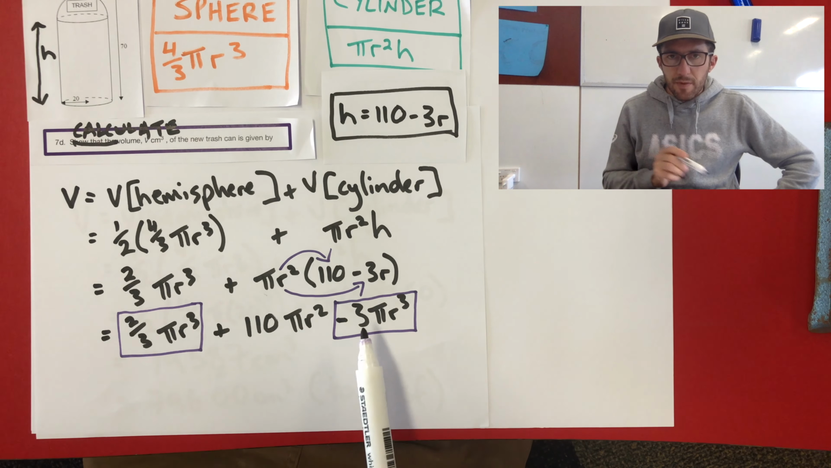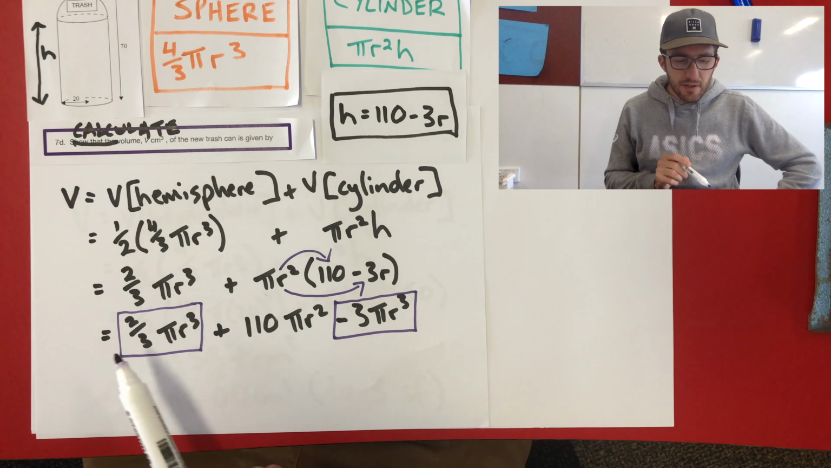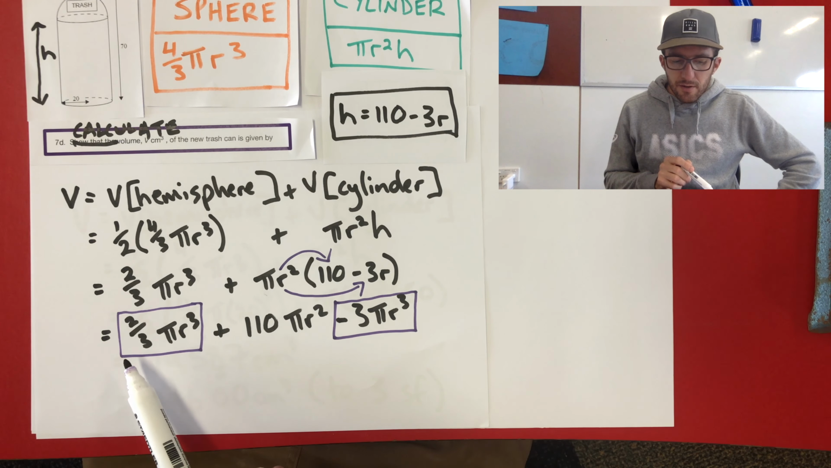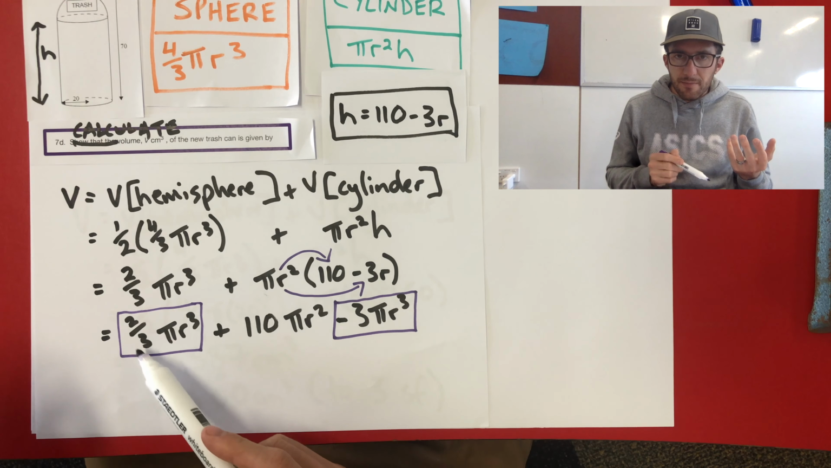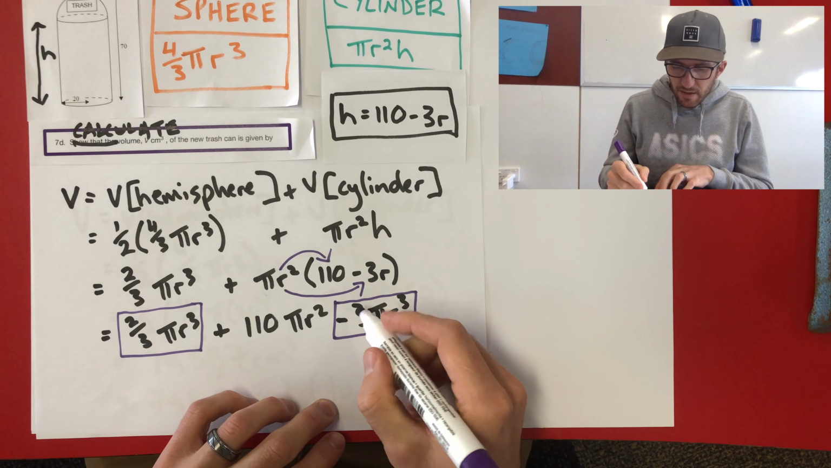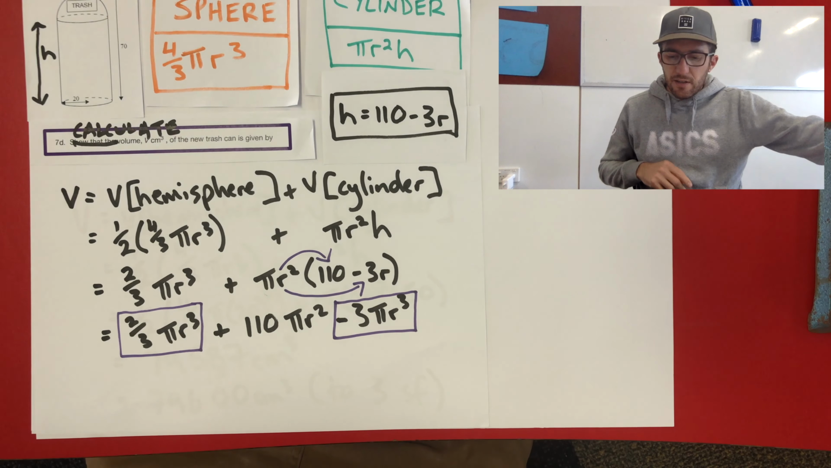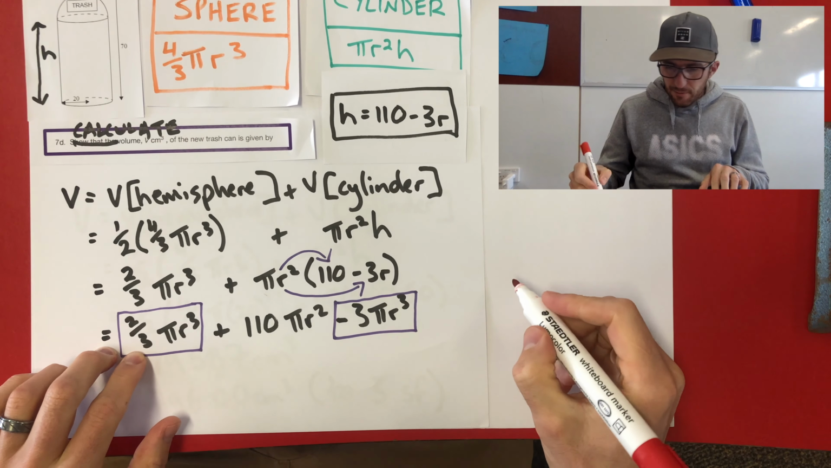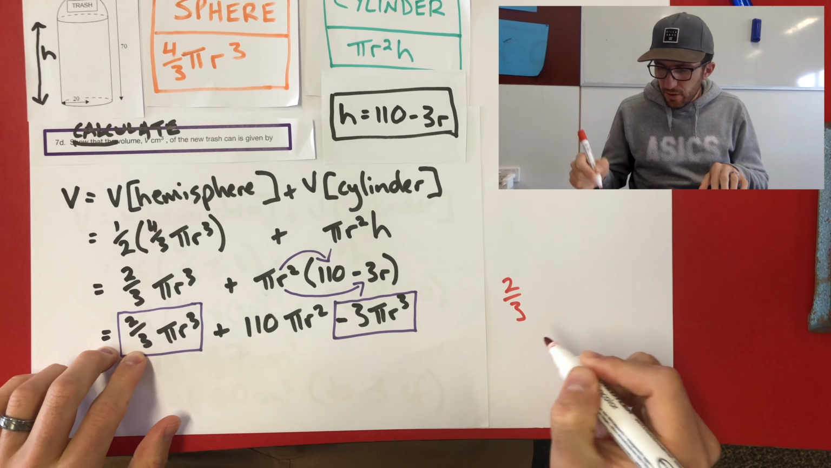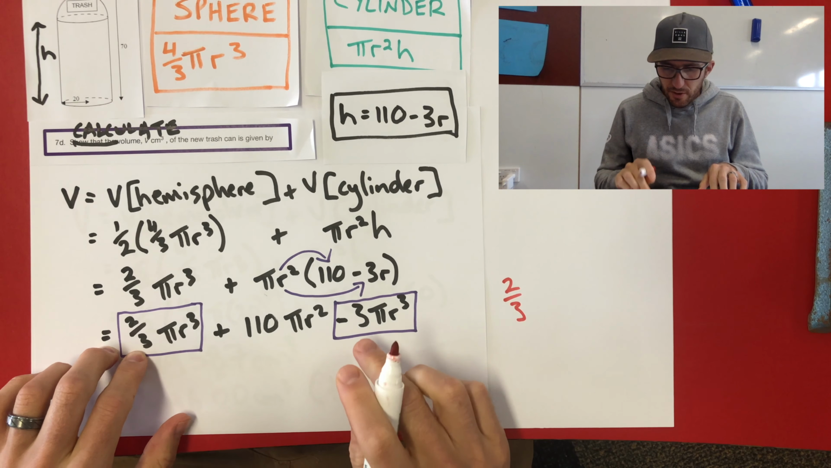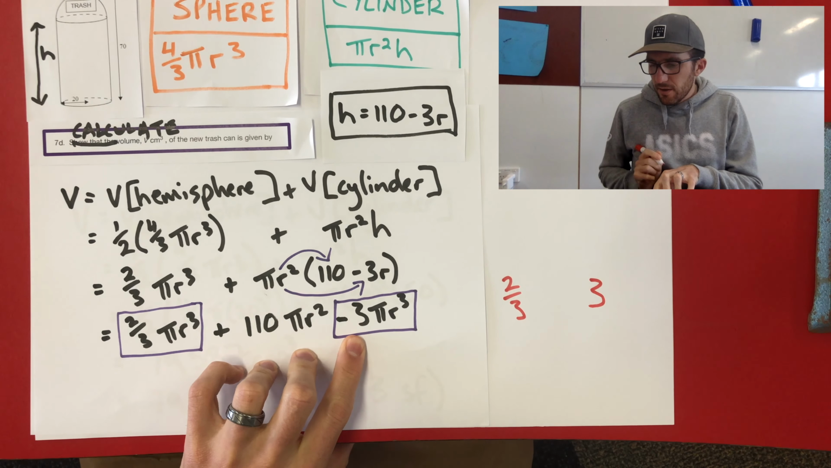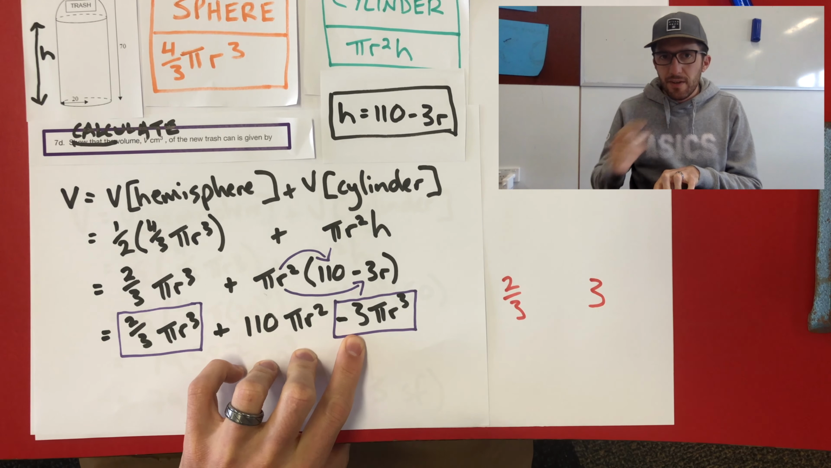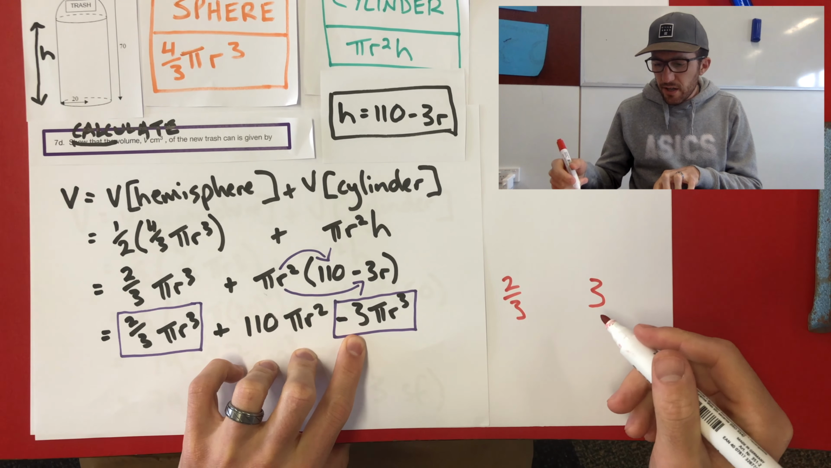So these are our coefficients, remember, out the front of our terms. And to be able to add and subtract those, we need them to both have the same denominator. So the way that we would change, I'll use a different colour. Over here we've got 2/3, which is a fraction of thirds. Over here we've got the number 3. So if you think about the number 3, how many thirds are in 3?